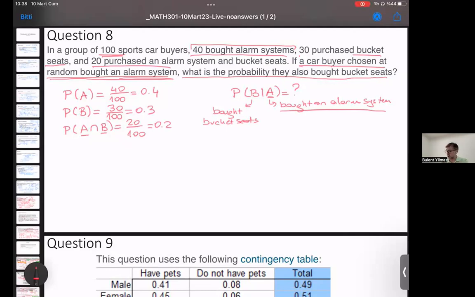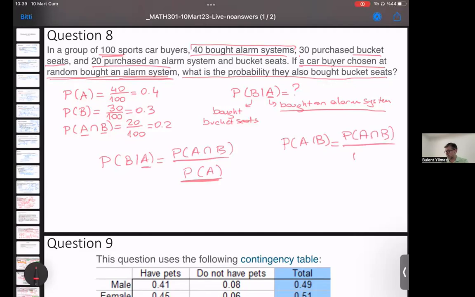What was the formulation like? B given A is going to be P(A intersection B) divided by P(A). This A will go down, okay? If it is A given B, then it's going to be probability of A intersection B divided by probability of B. This B will be down. And this part, the intersection part, will be the same.